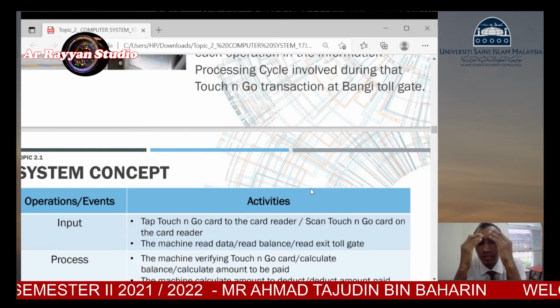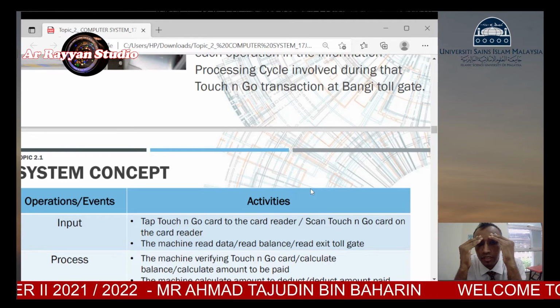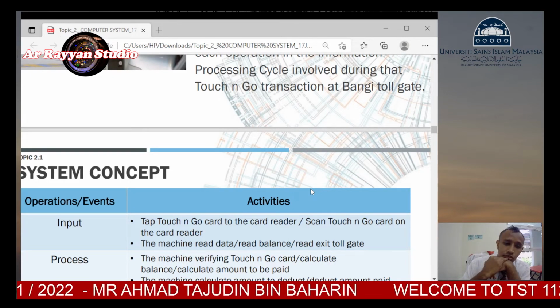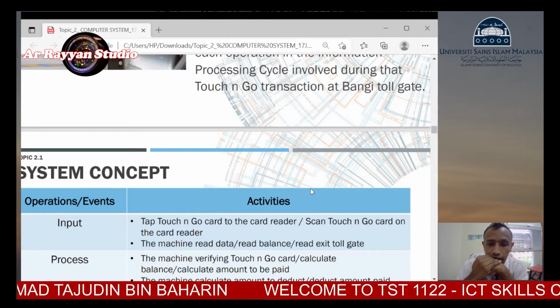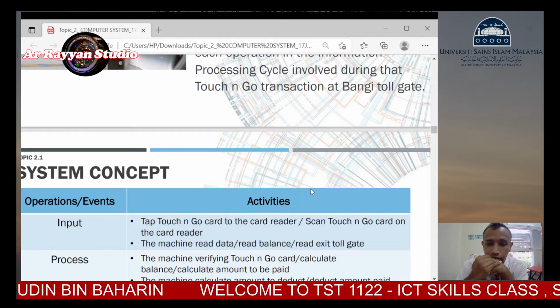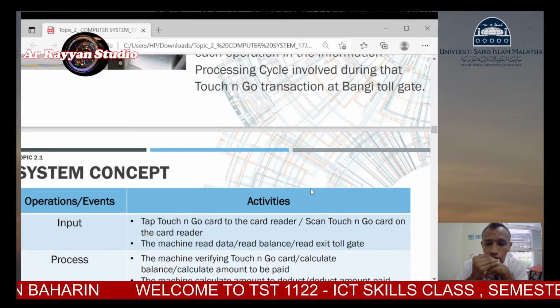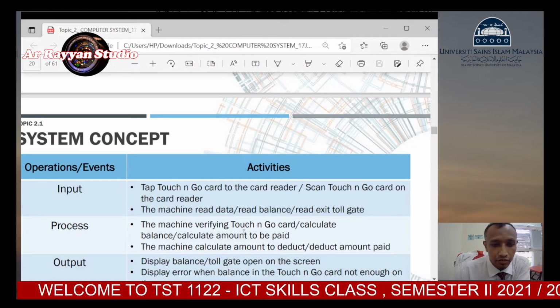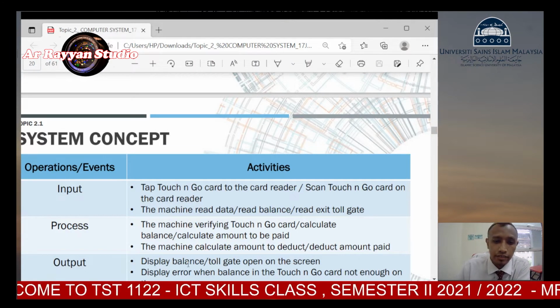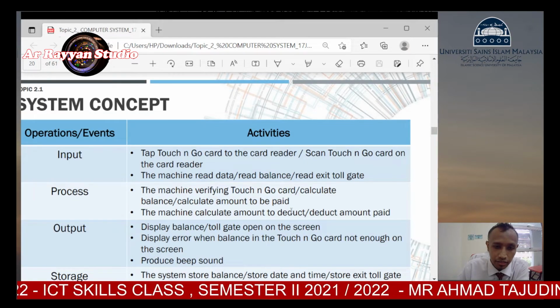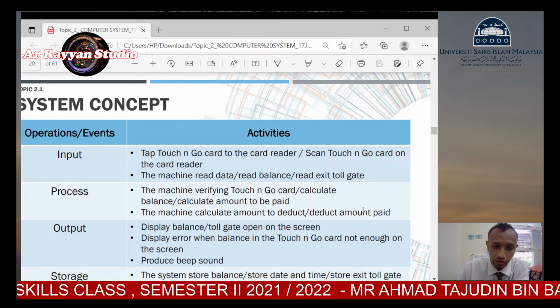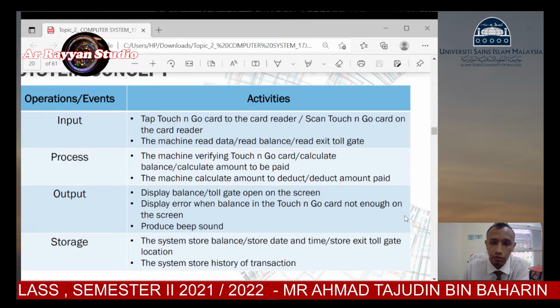Alright. So the machine read data and balance. Okay. So next input is the machine will read data and read balance, also read exit toll gate. Okay, the machine verifies touch and go, and calculates the balance, calculates the amount to be paid, and the machine calculates the amount to be deducted. Alright, that one is the process.